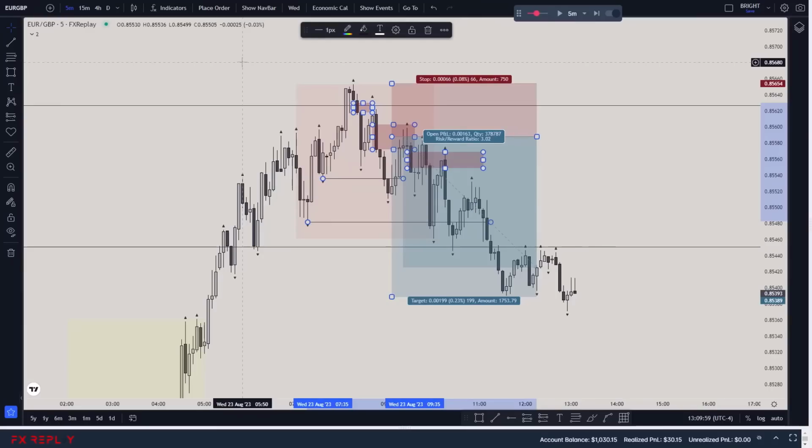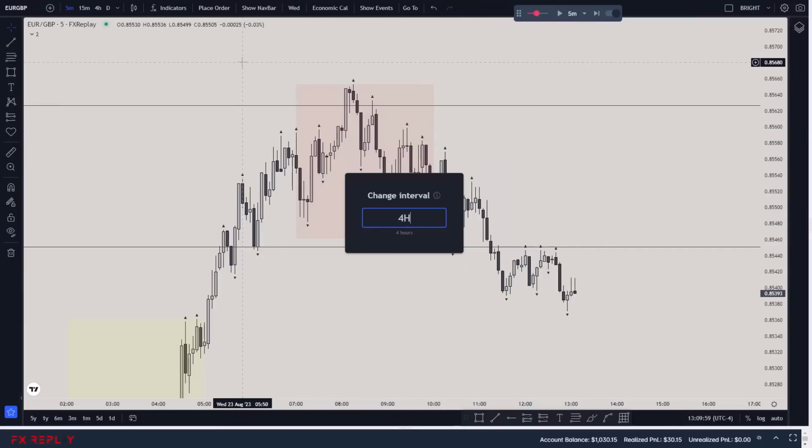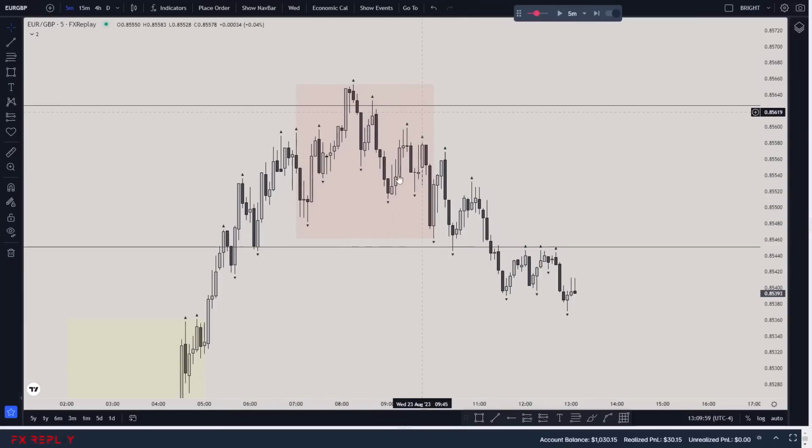Right, so let's remove all of this and go to the 4 hour. Now, as we said, we can enter on the kill zones, but if you want to hold, you can hold out of the kill zones. But the entry should be in the kill zone, okay?